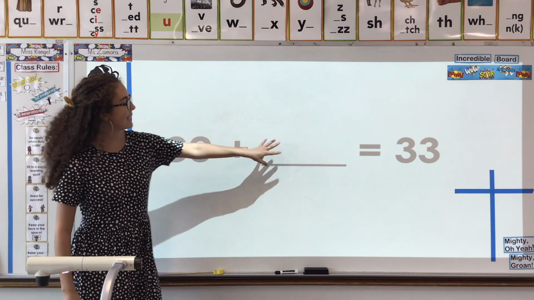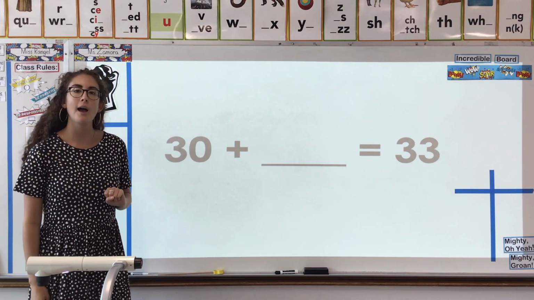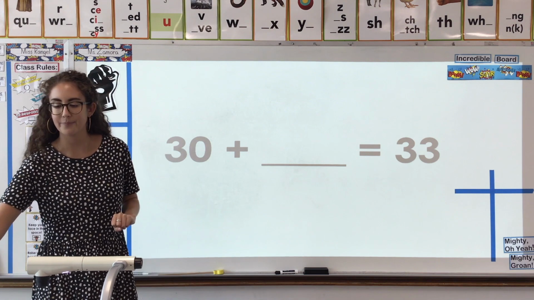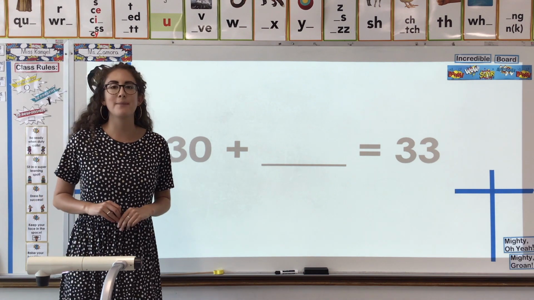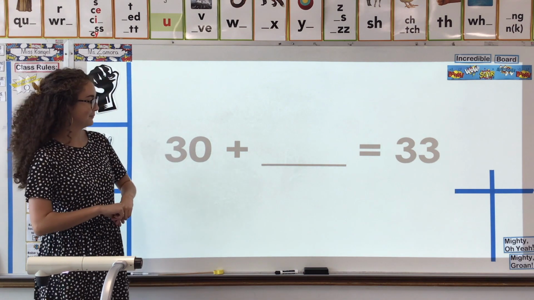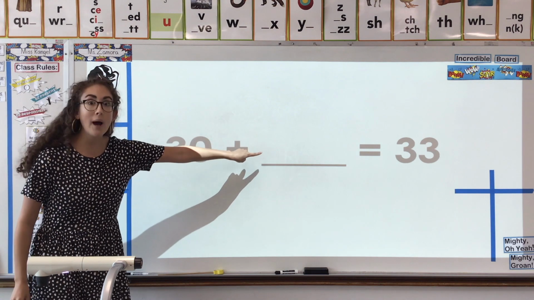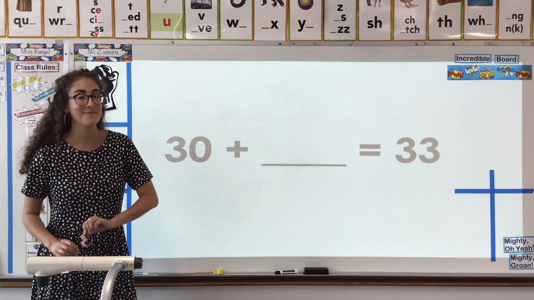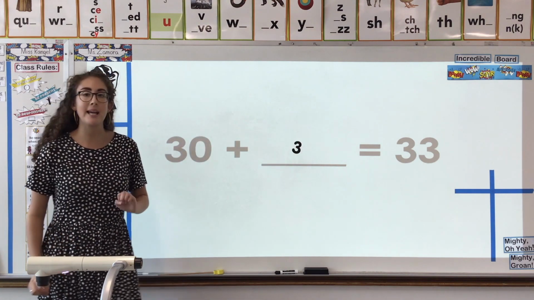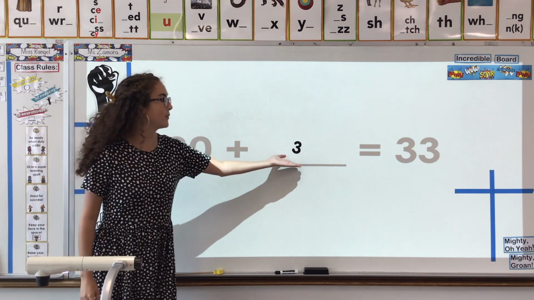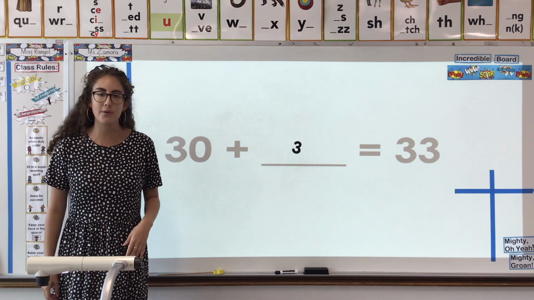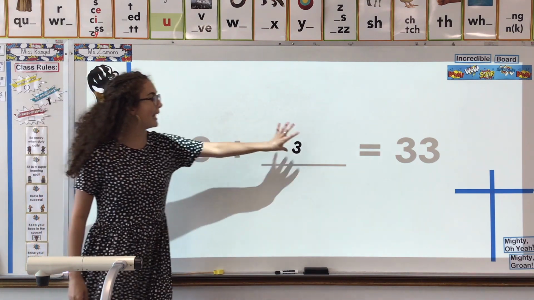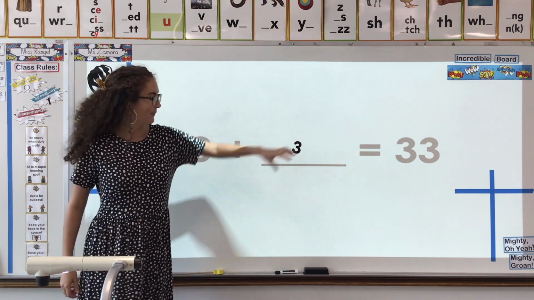30 plus blank equals 33. What's missing? The ones are missing. So what do we need? A 3. 30 plus 3 equals 33. This is our 10 plus fact.